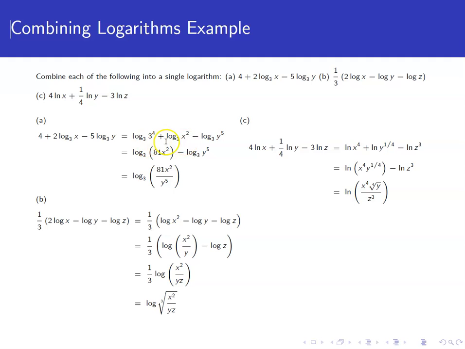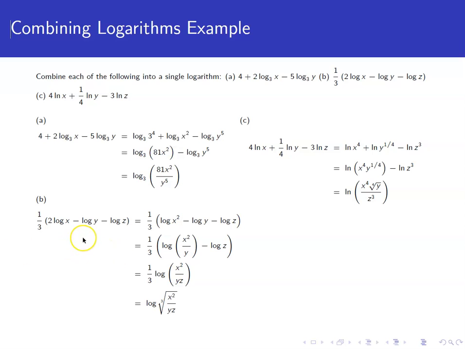The first two are added together, so that's a product of the insides here. So we got log base 3 of 81x squared minus log base 3 of y to the 5th. And now since we have a difference of logs, we're going to rewrite that as a quotient. So our final answer is log base 3 of 81x squared over y to the 5th.